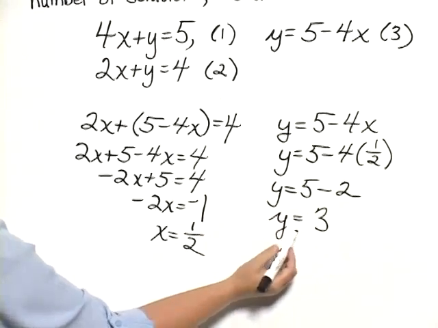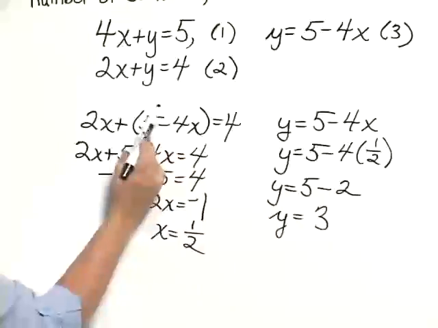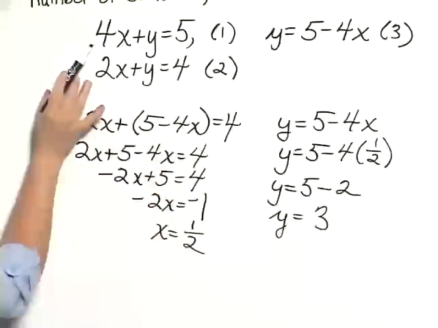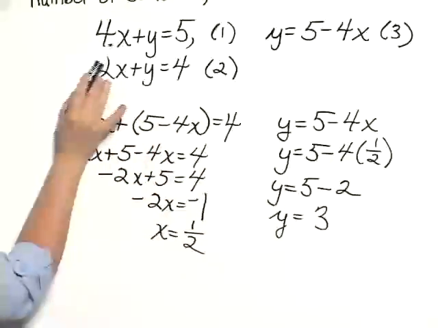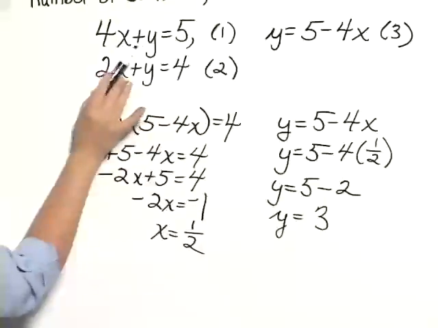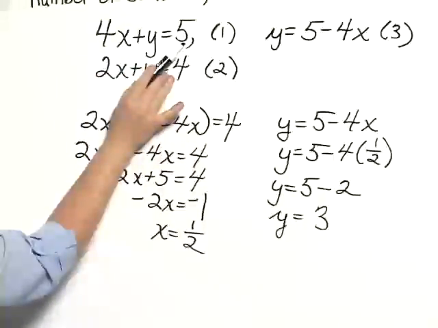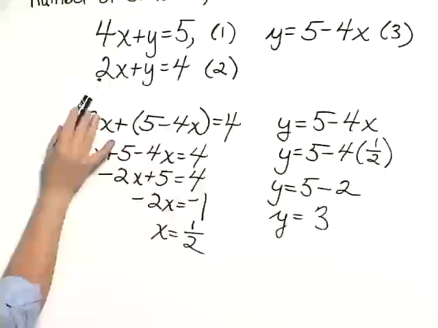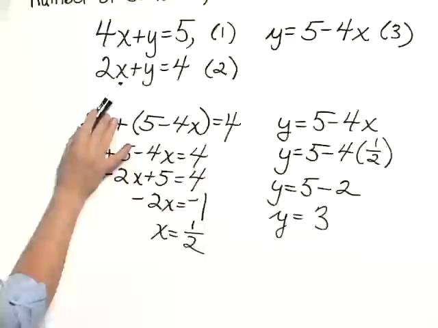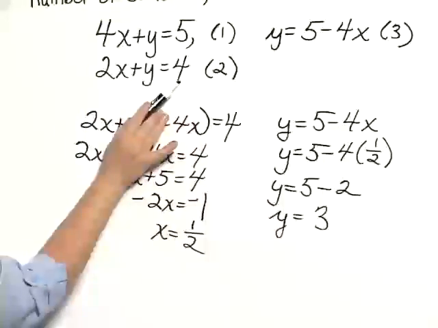I want to check that in both of my original equations. So let's just mentally check that. 4 times 1/2 is 2. 2 plus 3 is 5. That checks. In the second equation, 2 times 1/2 is 1. 1 plus 3 is 4. It checks in the second equation.